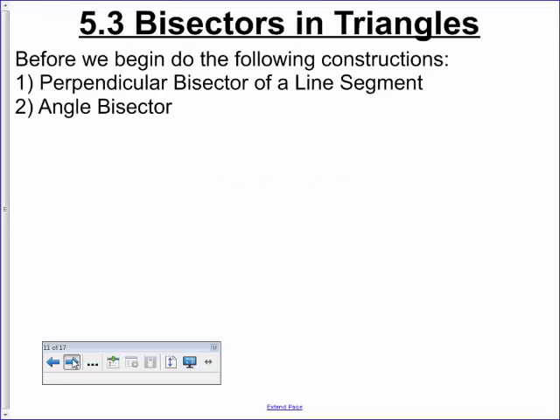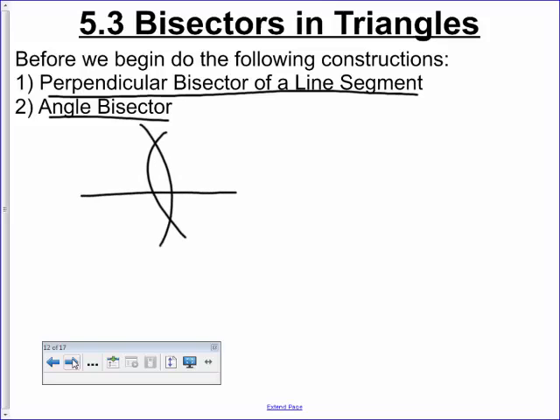All right, let's move on to the next section, and it's talking about different constructions with triangles and circles. We will be utilizing two of the constructions we've already done, the perpendicular bisector and the angle bisector. If you need to go back and look, here's just a rough sketch, so you can remember: the perpendicular bisector looks kind of like that, and the angle bisector looks something like that, okay?